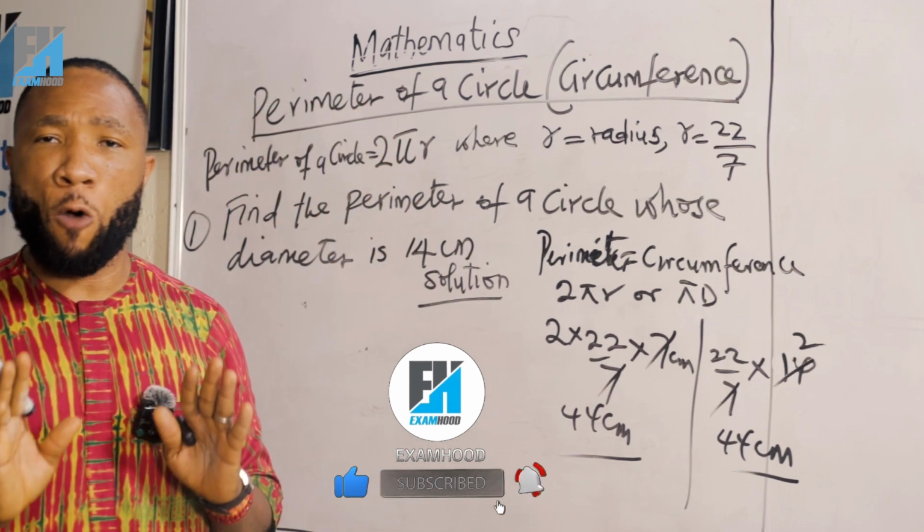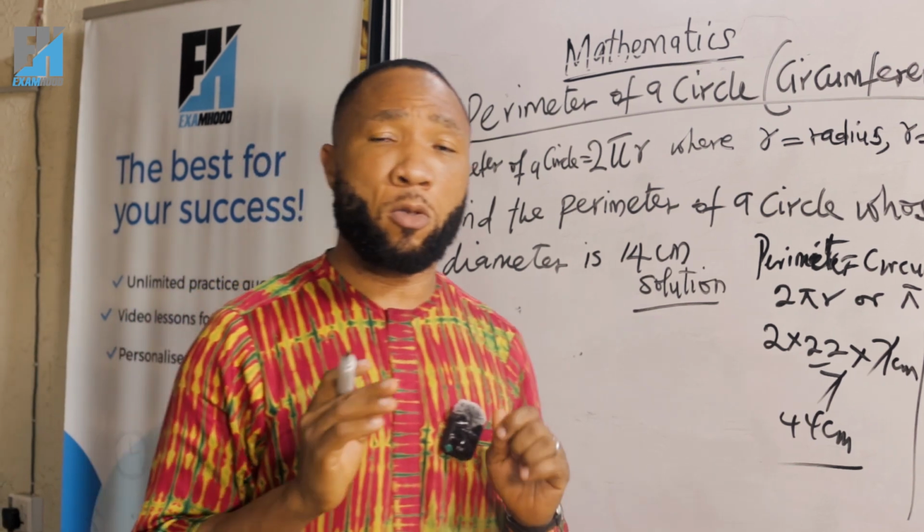Just know the formula of circumference or perimeter of a circle, which is pi d or 2 pi r.